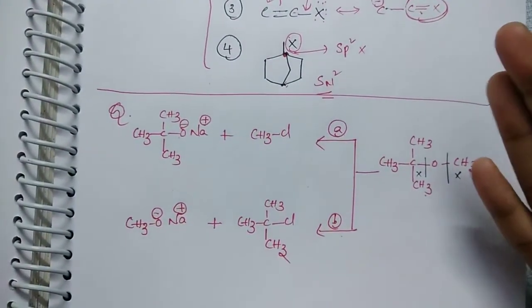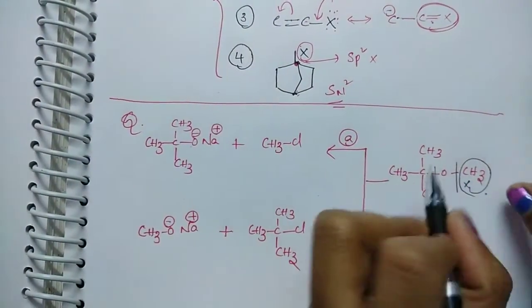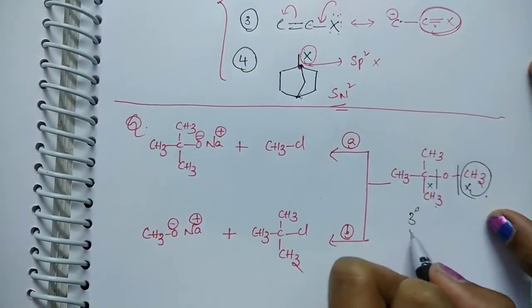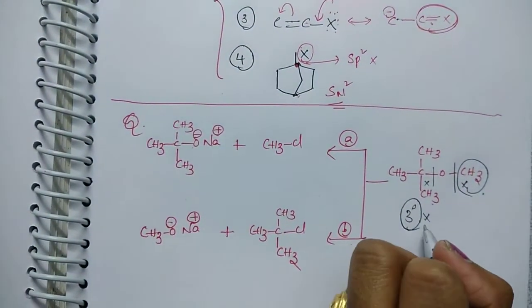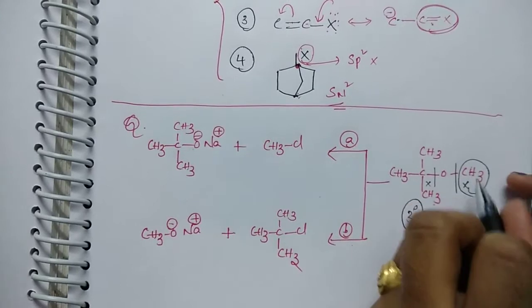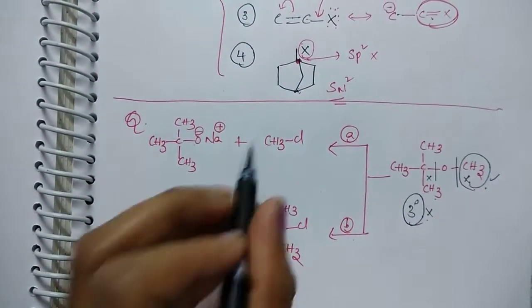Concentrate on the alkyl halide part. This is the primary alkyl halide part. This is the tertiary alkyl halide part. And what we discussed, tertiary alkyl halide never gives the SN2 mechanism. So what is the alkyl halide part? The primary alkyl halide part. So in these two, which one is the primary?